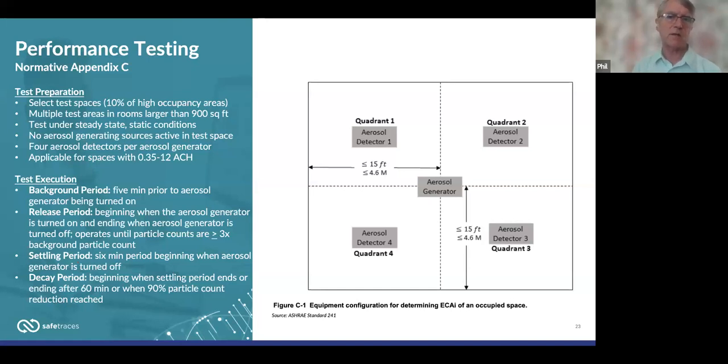Then you wait for 6 minutes for the aerosols to settle and mix up nicely so that you get a good decay rate reading. And then you just monitor for the decay period up to 60 minutes, or when 90% of the particle count reduction is reached. That is 90% of the starting point versus the background. So you'll see the decay curve, and there are calculations that are demonstrated in the appendix. They're pretty straightforward. They're kind of, as I said, analogous to doing a tracer gas kind of study.